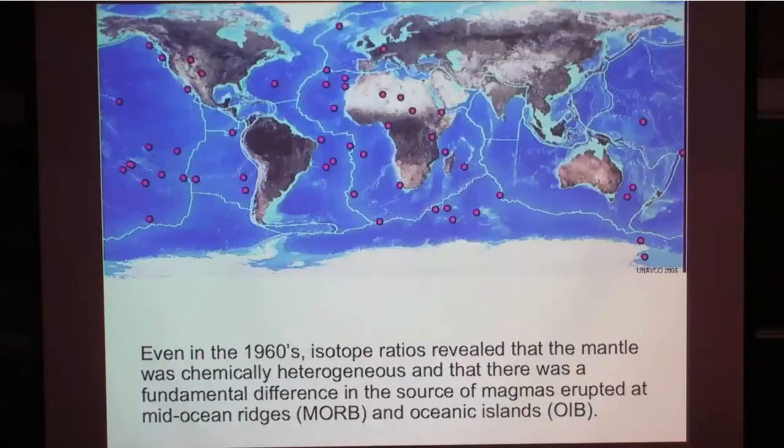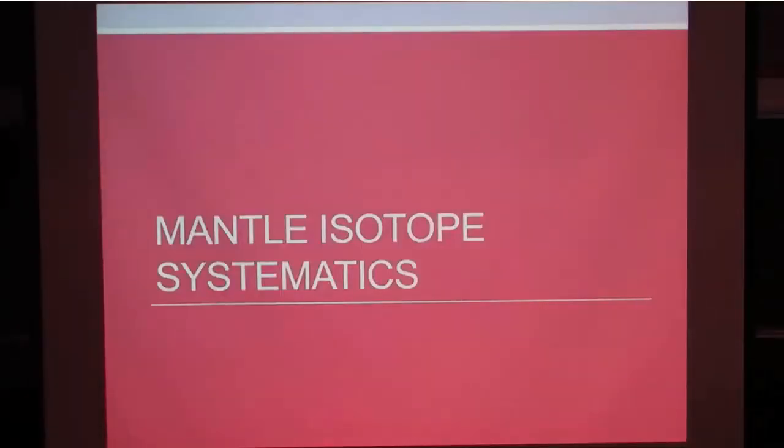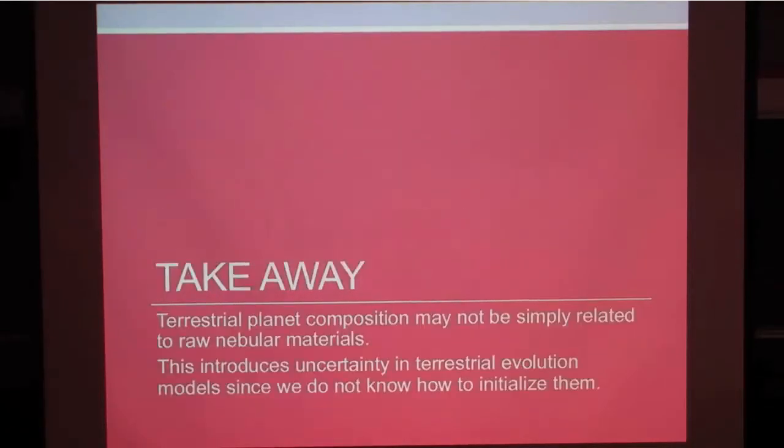Even in the 1960s, beginning with people like Gast and... Quick question. In the previous slide? No, you had text in the previous slide. Yeah, so that first statement, terrestrial planet composition may not be simply related to raw nebular materials. So basically you're saying that if you plot the composition of any of the terrestrial planets versus the composition of the sun, you wouldn't necessarily expect to see a one-to-one relationship. Well, of course, we wouldn't necessarily anyway, because volatility is still an issue. But excluding the volatile elements, yeah.